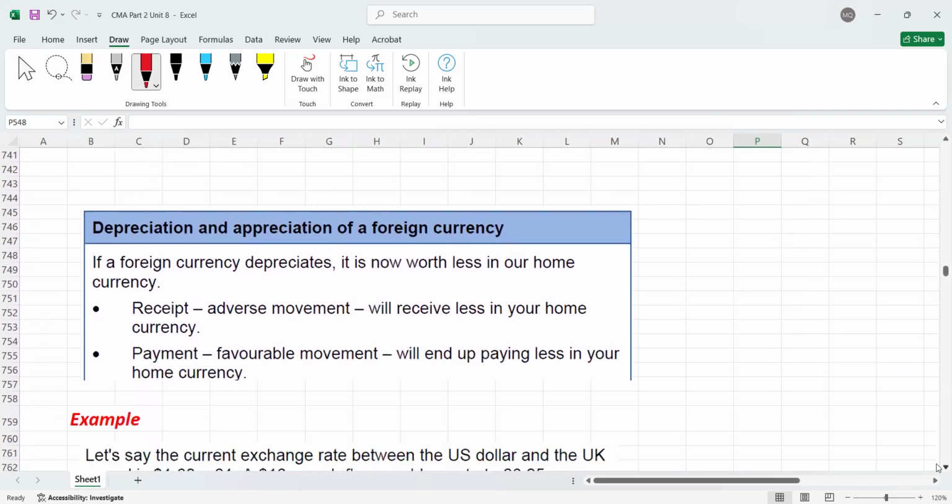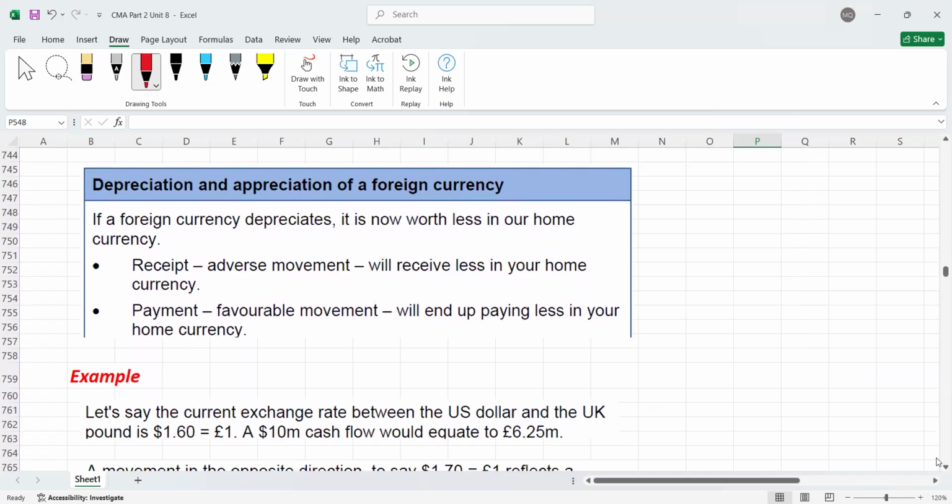Now, let me tell you, because this point is really important, although I explained it in the last class as well, I'm going to explain it in this class also, because this will help you to solve a lot of questions which are conceptually based. Here we go. We are now discussing depreciation and appreciation of the foreign currency.